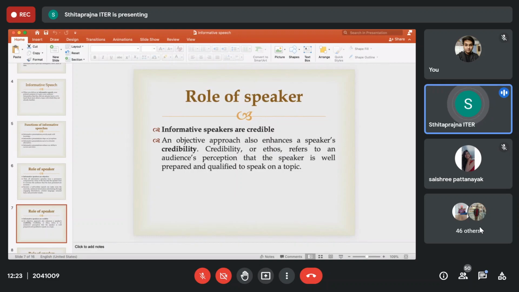Now you have to be objective. You can't be skewed. You have to at least show your audience that you're impartial, and maybe your image as an impartial speaker might enhance your credibility. Credibility, or ethos, refers to an audience's perception that the speaker is well prepared and qualified to speak on a topic.